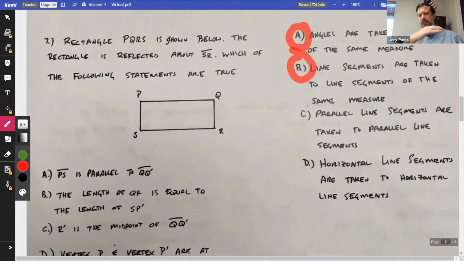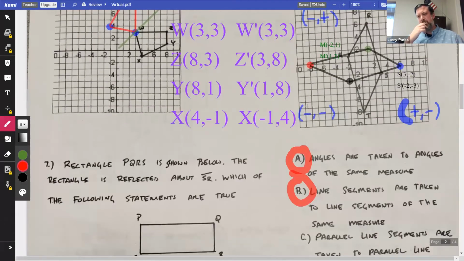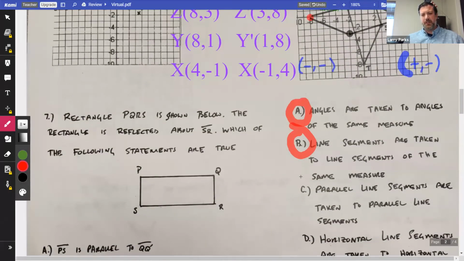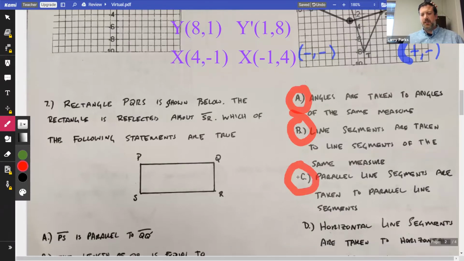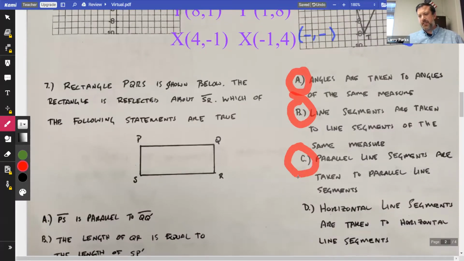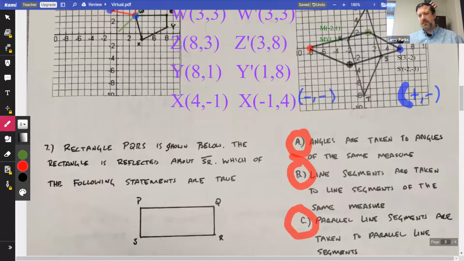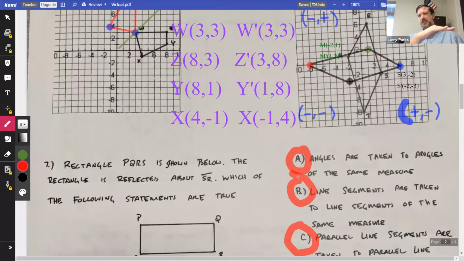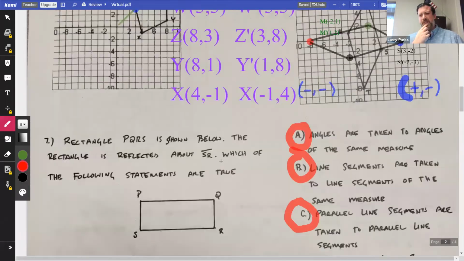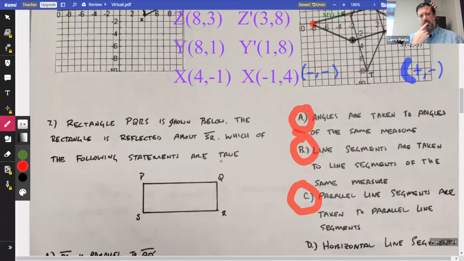Parallel line segments are taken to parallel line segments. There's nothing parallel, but I would say true. And then horizontal line segments are taken to horizontal line segments. I think horizontal would take you to vertical, so I would not pick D. Okay.